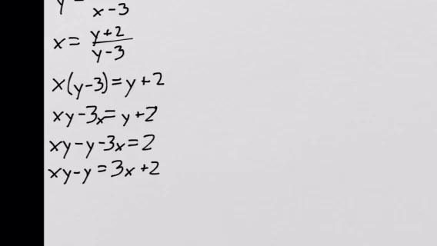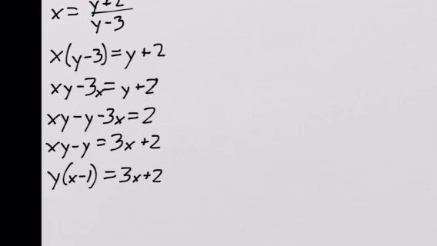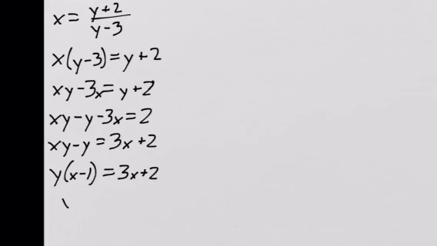Now, the trick to this one is I do have to factor out a y from the left-hand side. So it's going to end up being y times x minus 1 is equal to 3x plus 2. And now I can divide both sides by x minus 1. And I get y equals 3x plus 2 over x minus 1.